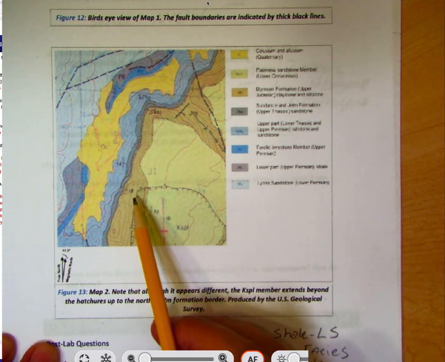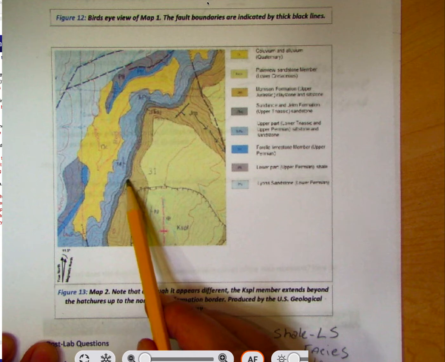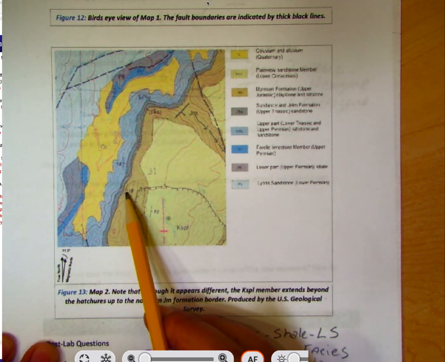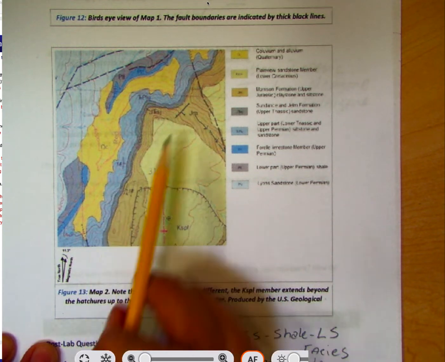In fact, they even have something right here. It looks like about 18 degrees. Yeah, so about an 18-degree dip. So you can see that they're showing that strike going this way and dip.